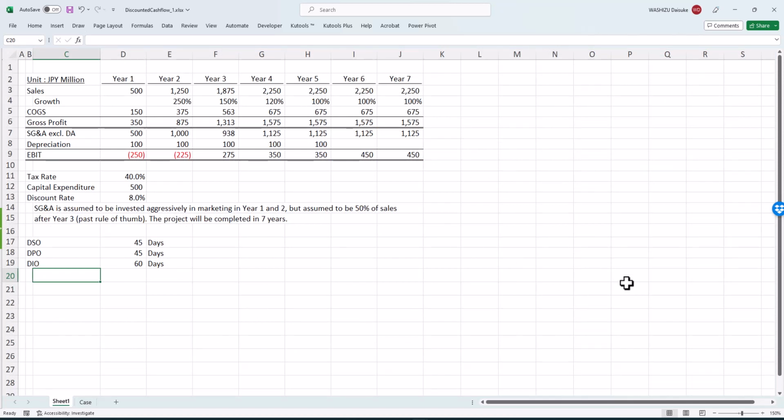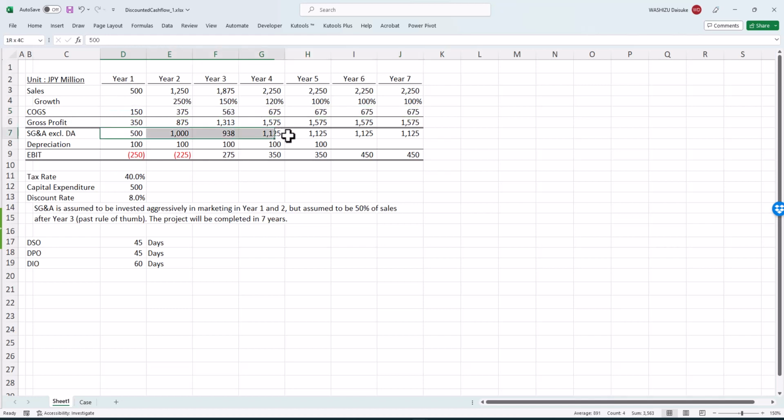Now we have assumptions. If we introduce the newly launched lemon champagne conditioner, we can expect the sales revenue in year one to be 500 million. And the revenue is growing towards 2.25 billion in year 7. Okay, and also we have COGS here. The COGS assumption is that 30% of the sales is assumed as COGS.